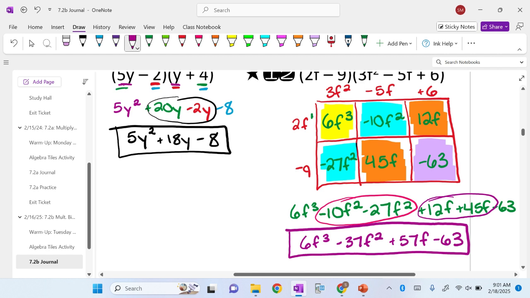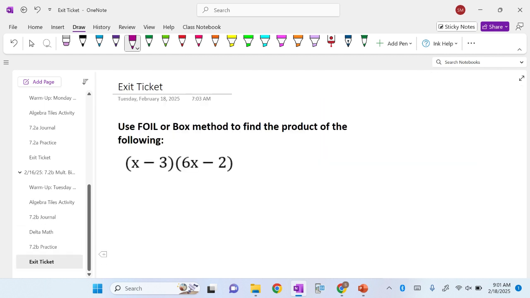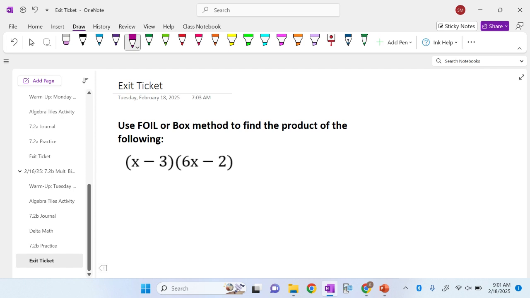All right. We'll pick this up tomorrow because we only have about 10 minutes left of class, because remember, we're out 10 minutes early. So here's your exit ticket for today. I don't care which method you use for that. Just show me that you can get the correct answer. You can use either box or FOIL. Make sure your algebra tiles go back in the turn-in box with your exit ticket.